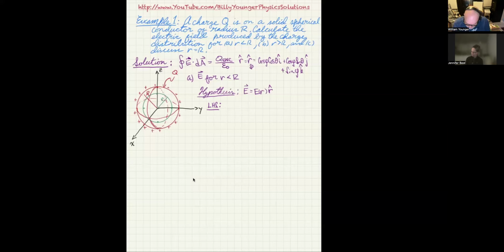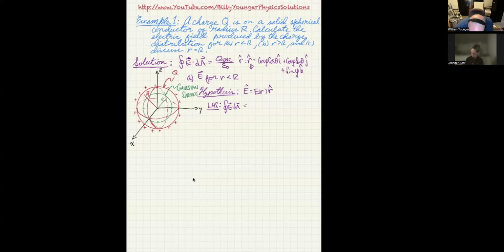So the E magnitude, for instance, in this case that I hypothesized was E that I think only depends on r. You might actually discover that it depends on something other than r, but just take a guess and see if it does, and we'll see what works out. So the left-hand side is the closed integral of E dot dA over the Gaussian surface, which is the green sphere. And notice it is a closed surface, so Gauss's law does apply.